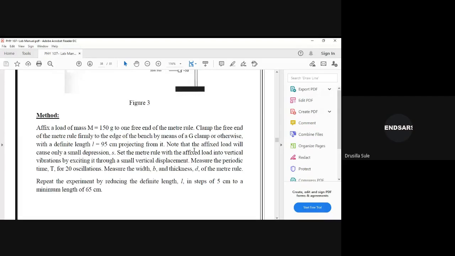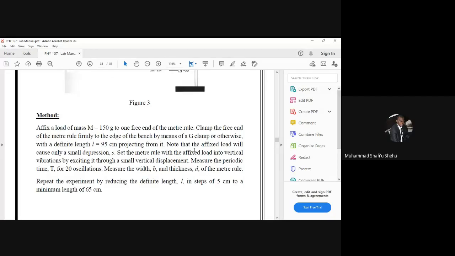Then measure the periodic time T for 20 oscillations. Measure the width B and thickness D of the meter rule. Okay, so you're going to need the thickness of the meter rule and the width of the meter rule. So we have already measured the thickness. The next thing to do is to know the width.